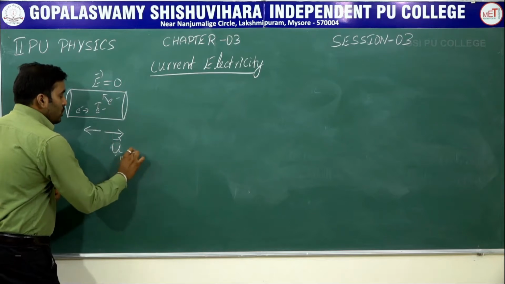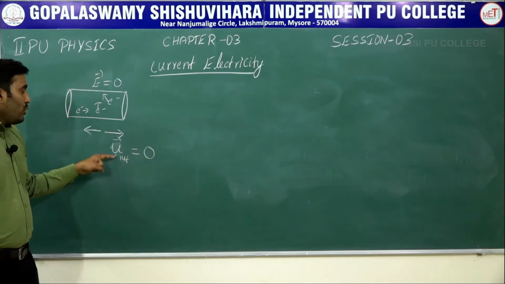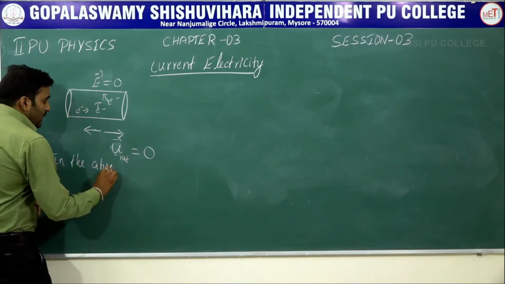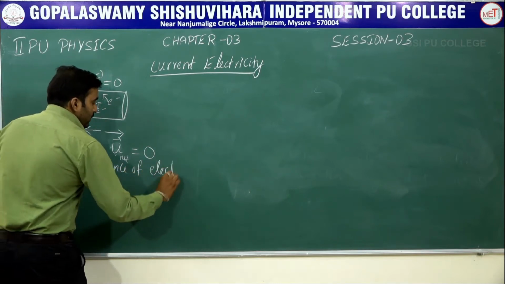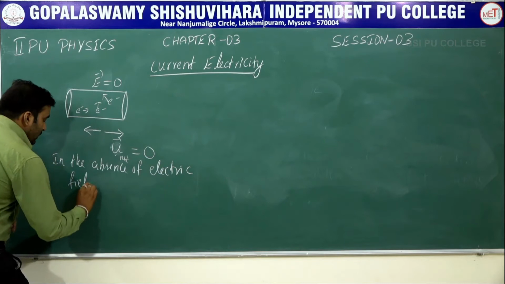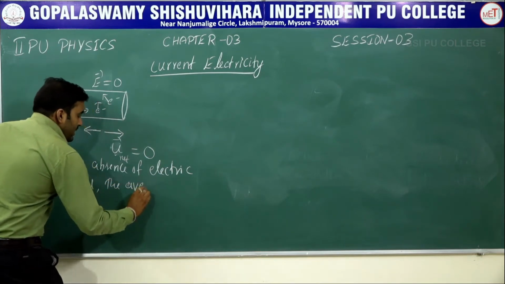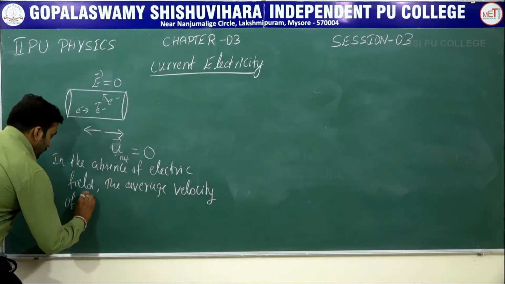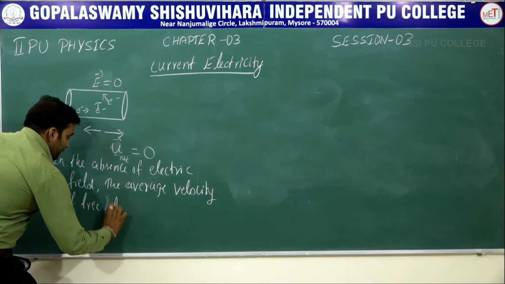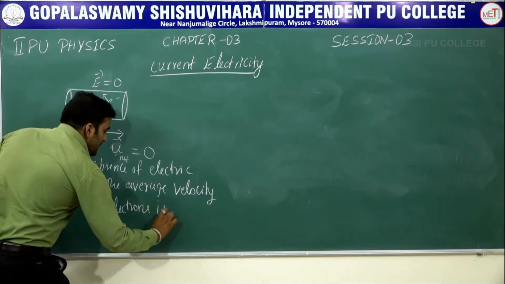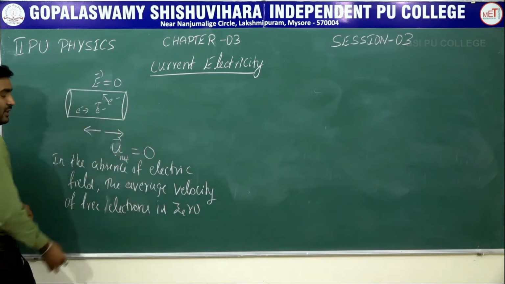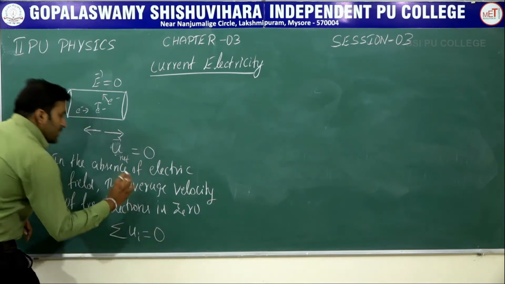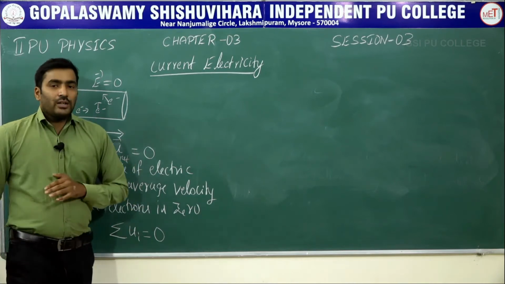I will call this U. U net is equal to 0. What does it mean? In the absence of electric field, the average velocity of free electrons is 0. So that is what you have written here. So the summation of Ui is equal to 0. This is in the absence of electric field.